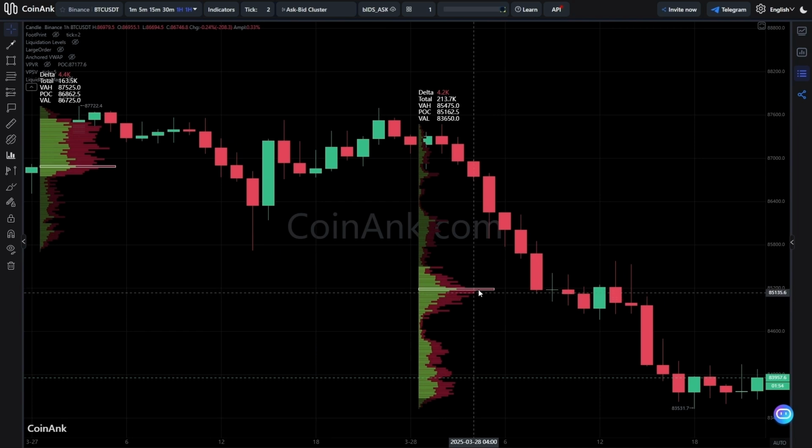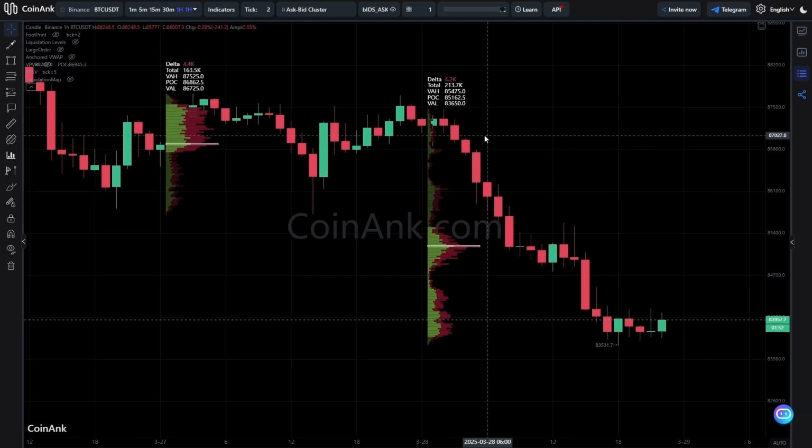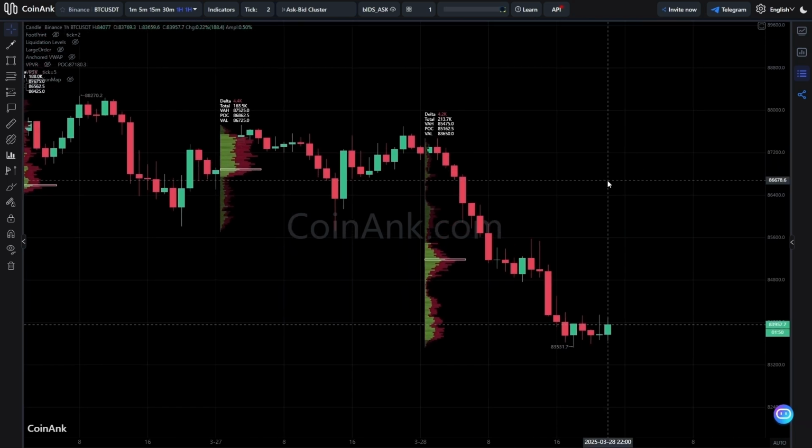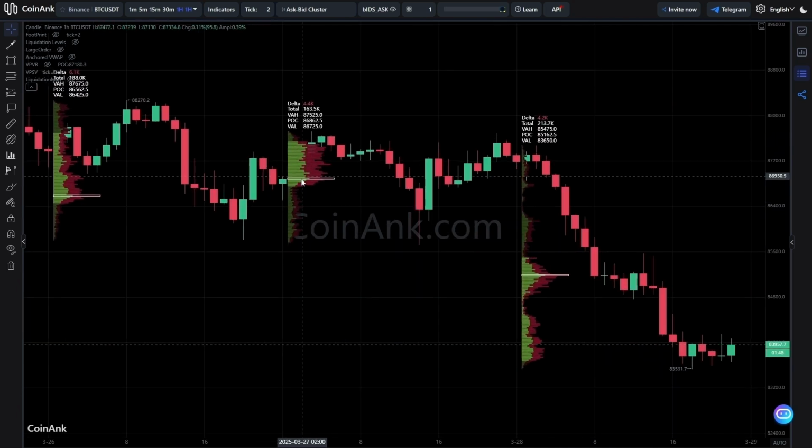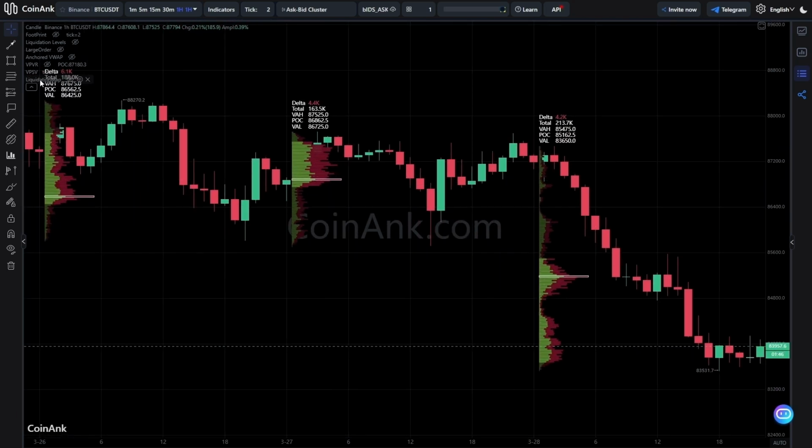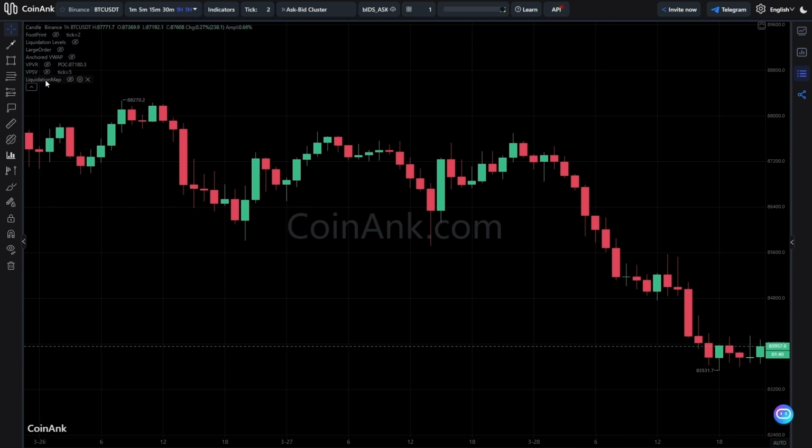The white box here is our point of control for this specific trading session. There's quite a lot of people that use the volume profiles for the session, so you can always find it here on CoinAnk as well.